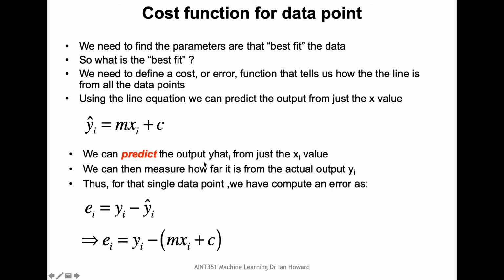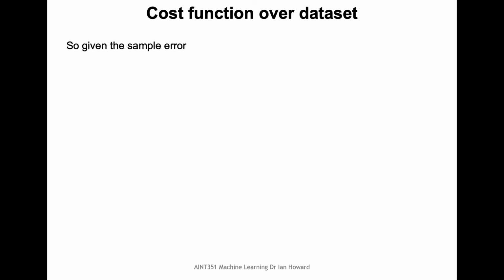And if we substitute back in mxi plus c for the predicted y, we end up with the overall expression: ei, the error for a particular data point, is given by the actual y value take away the predicted y value, and the predicted y value is given in terms of the actual x point as well. So that's the sample error.